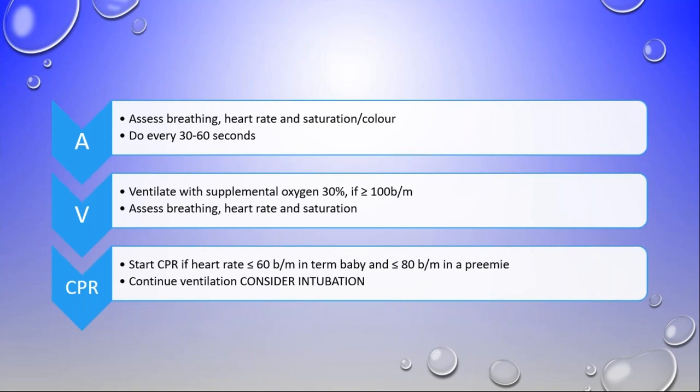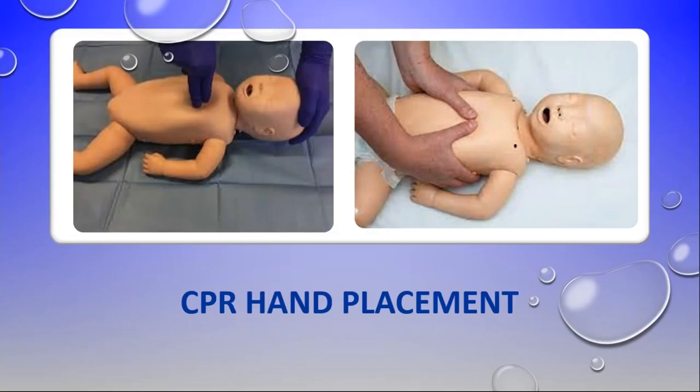Now only will you consider intubation. In the term babies, you can even consider a LMA, a laryngeal mask. Look at your hand placement. Please, guys, it's very important that in the term baby, this method is far more successful. In the prem baby, this method works. But in the term baby, very often, we don't get decent chest compressions if we don't use this method.